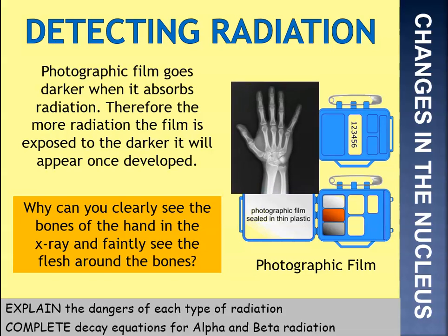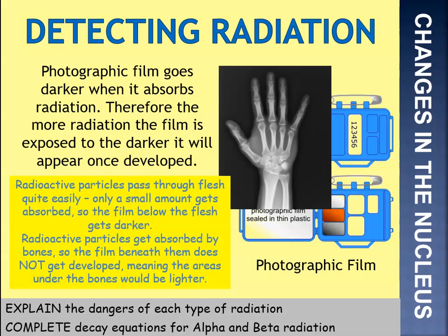Okay, the reason is radioactive particles pass through flesh really easily, so only a small amount gets absorbed. So the film below the flesh gets darker because we get quite a number of radioactive particles hitting that. Radioactive particles get absorbed by bones, so the film beneath them does not get developed.